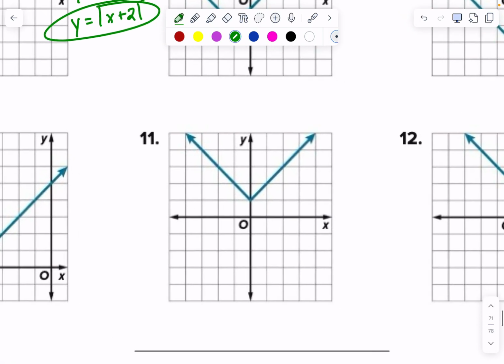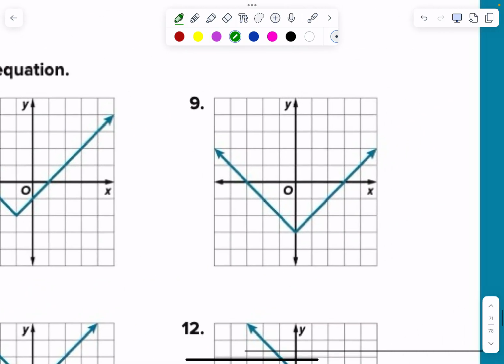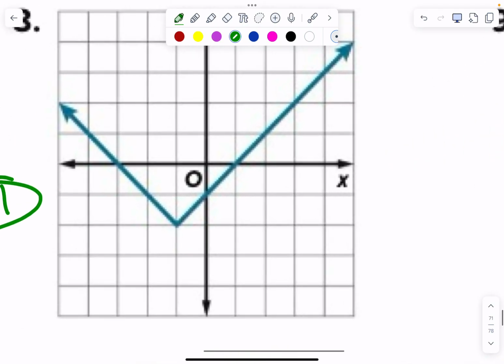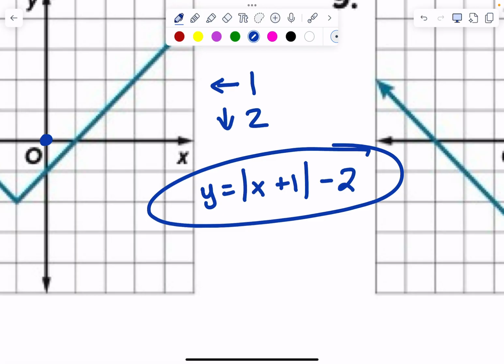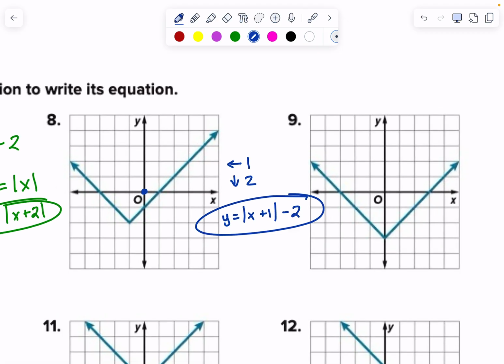Are you looking at, let's say, number 8 and 12? How do you do it with 8? Sure, let's do 8. Okay, so 8 is doing what? We start here, we're going to the left 1 and down 2. Okay, so y equals the absolute value of x plus 1, and then minus 2. You got it. See, don't you tell me that you don't know how to do these, Brexton. So there's number 8, if you need number 8.